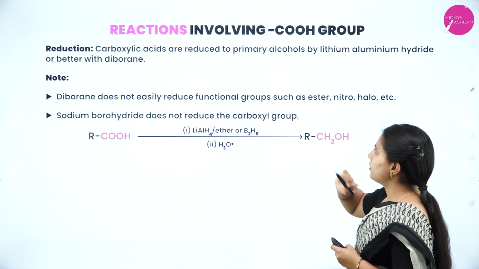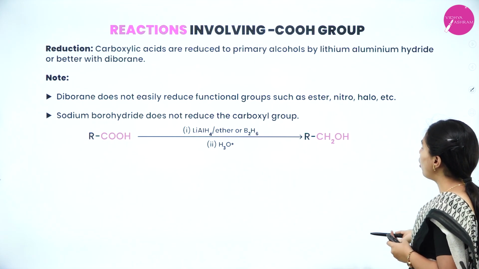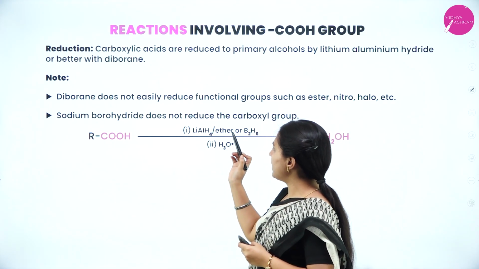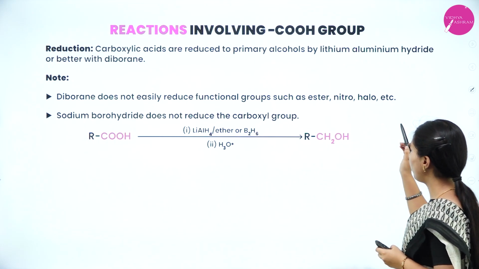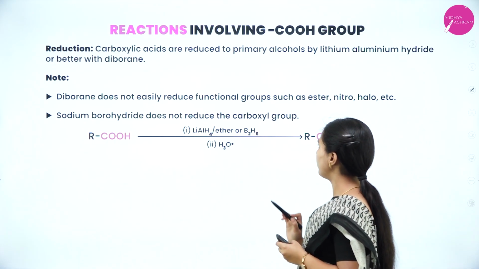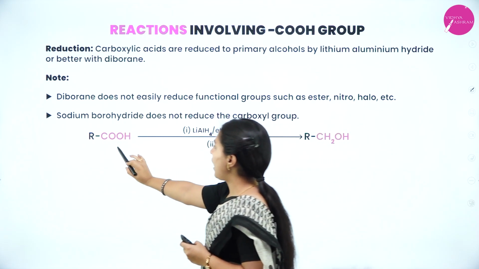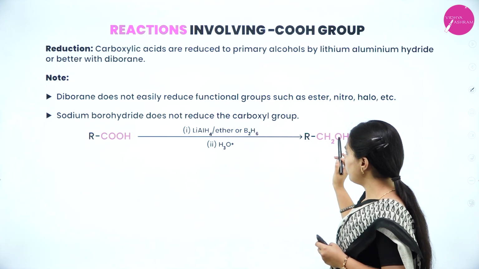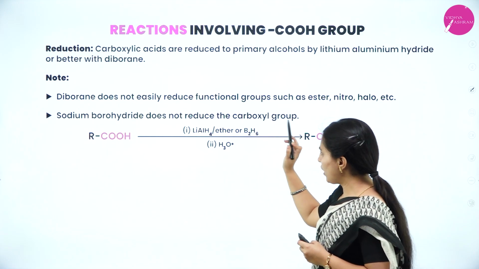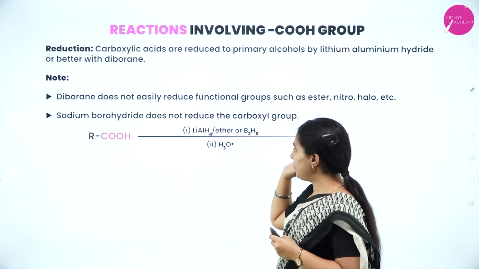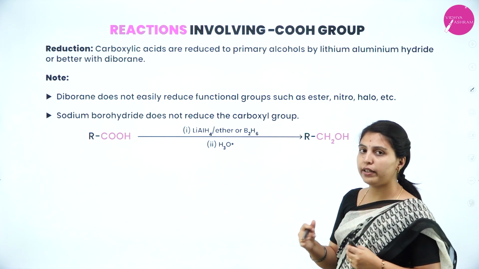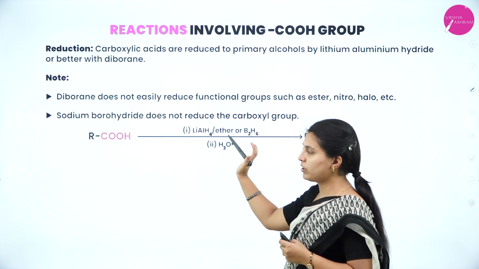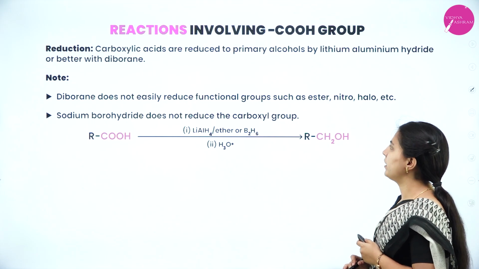Reduction. Carboxylic acids are reduced to primary alcohols by lithium aluminium hydride or better with diborane. Diborane does not easily reduce functional groups such as ester, nitro, halo, etc. Sodium borohydride does not reduce the carboxylic group. Usually, carboxylic acid is reduced to alcohol by using the reducing agent lithium aluminium hydride, but you can use borane, diborane also, in ether. Preferably diborane, because it will not reduce functional groups such as ester, nitro, halo, etc.